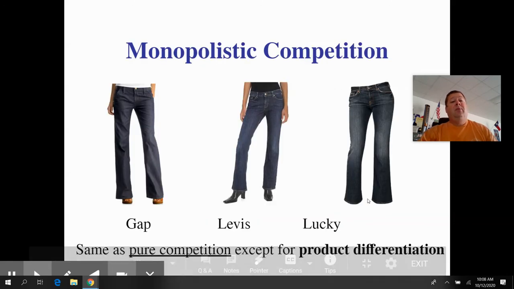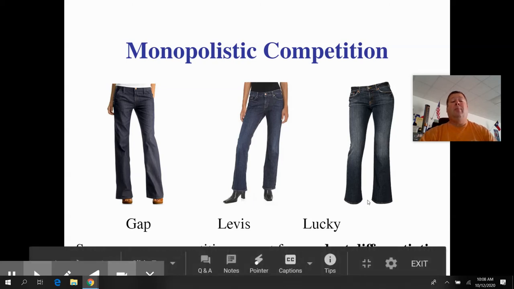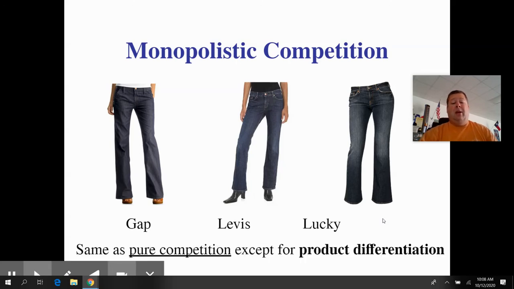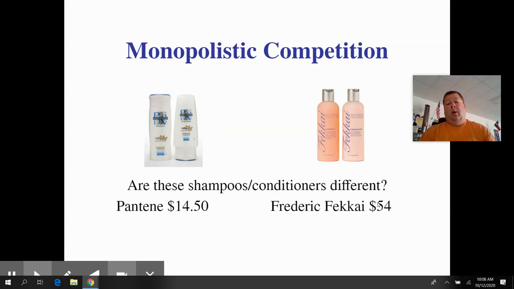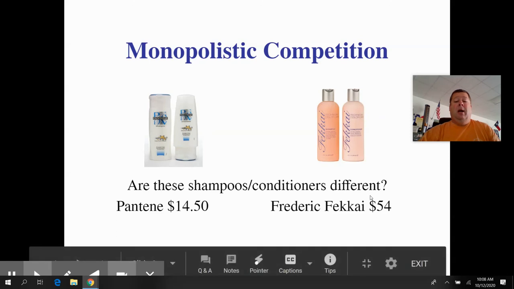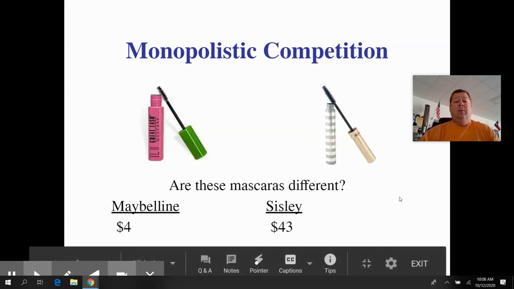Jeans: tons of different products as far as blue jeans are concerned, lots of different brands. This is just three, and some of these are very old. I know there are a bunch more updated jeans out there. But you see at the bottom, product differentiation is a big thing in monopolistic competition. With the shampoo, some are $14.50 and some are $54. Something's got to be different for them to be charging $54 instead of $14.50. They look similar, but obviously there's some product differentiation to make it different.